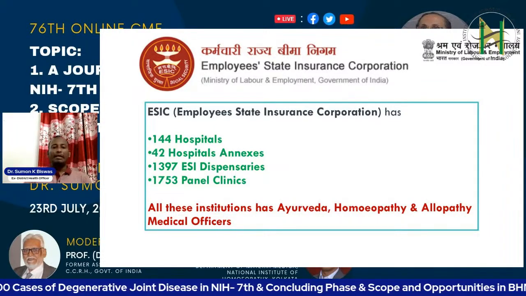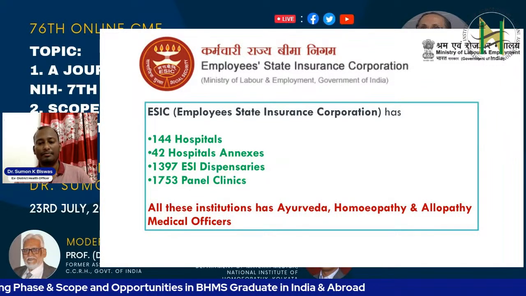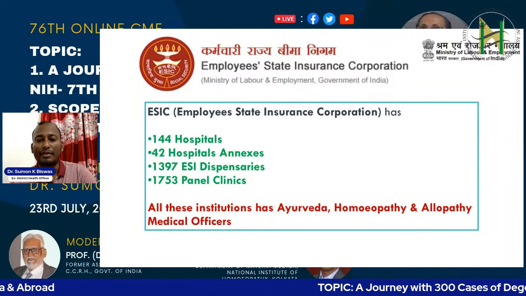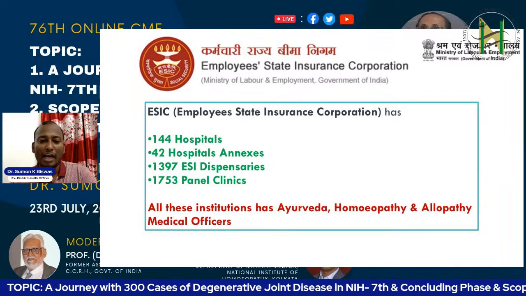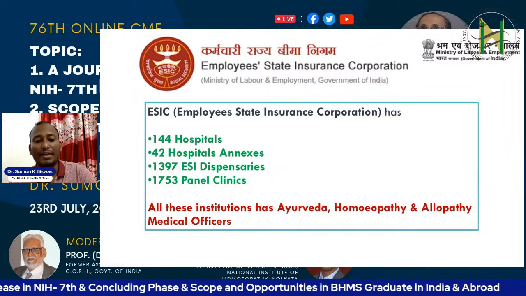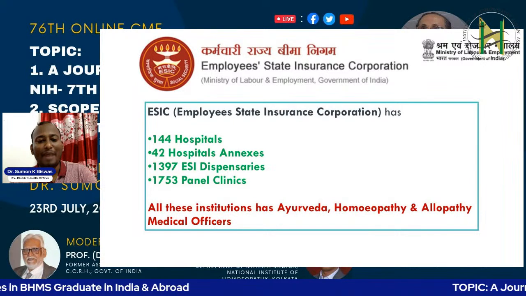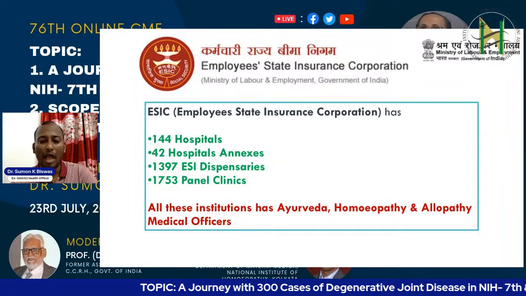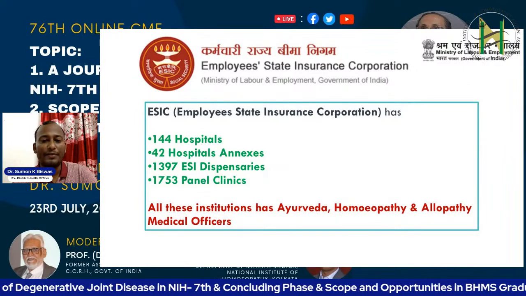Even the ESIS hospitals or dispensaries, as you may all know, are under the Employees' State Insurance Corporation of the Ministry of Labour and Employment. They have wings for homeopathy, Ayurveda, and allopathic practice, with around 144 hospitals, 42 hospital annexes, and around 1,400 dispensaries where you may have an opportunity to work. They recruit homeopaths, Ayurveda, Unani, and allopathic physicians as medical officers. So all these institutions have opportunities for us to work as medical officers.